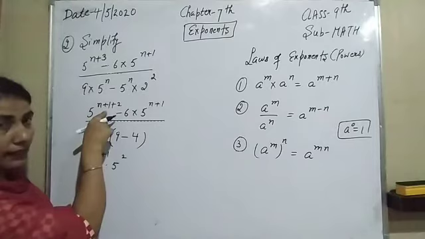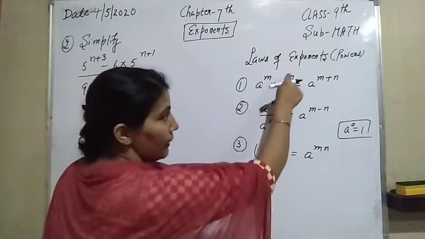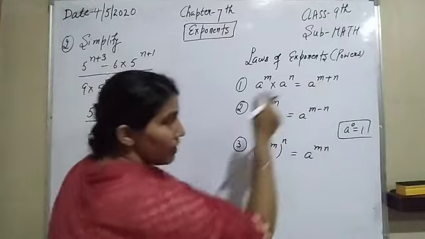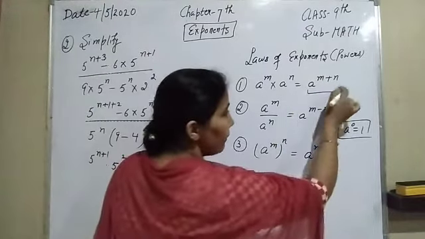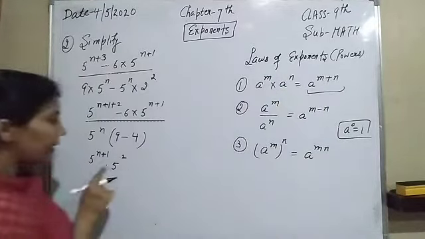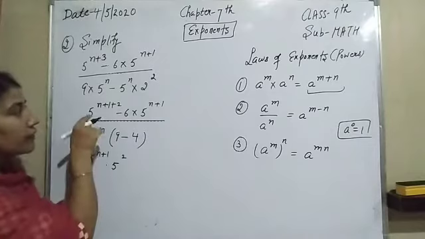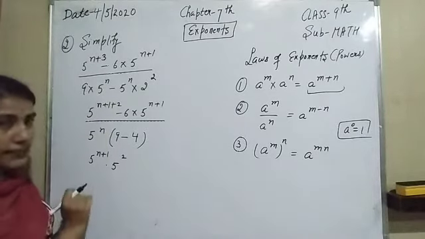It can be written in this way. According to this law, we can write a raised to power m times a raised to power n equals a raised to power m plus n, and we can separate it also. That means it can be written in this form also, a raised to power m, a raised to power n.